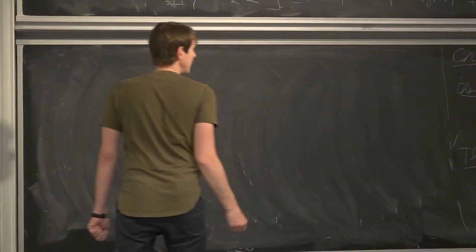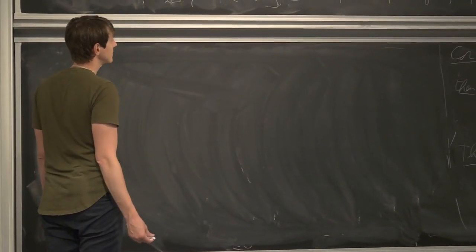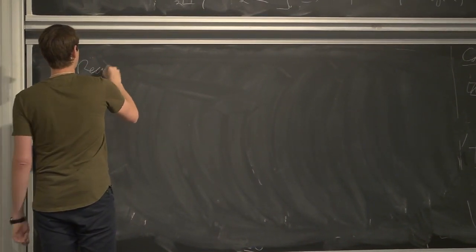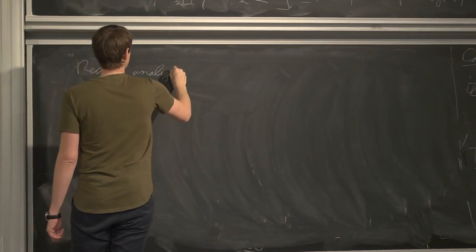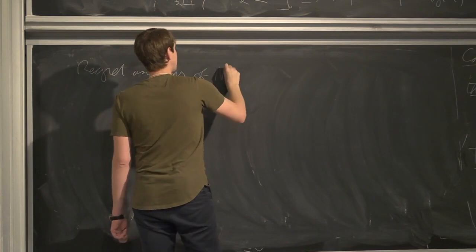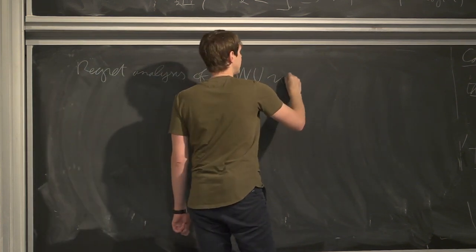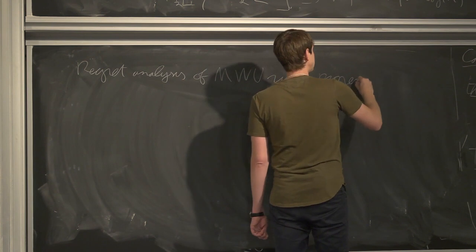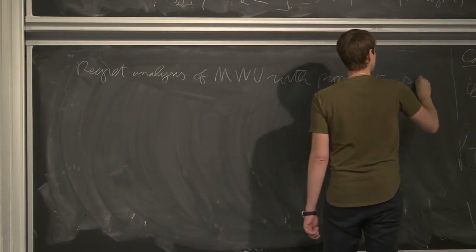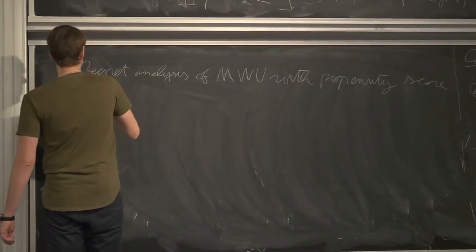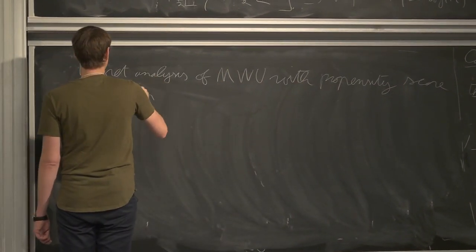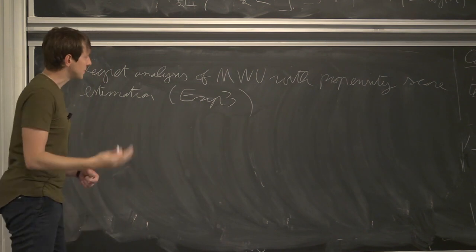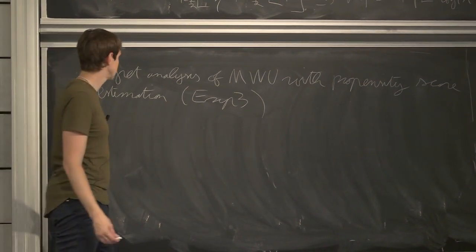Okay, so let's do the calculation. So what is the calculation? The question is the regret analysis of multiplicative weights update with propensity score estimation, let's call it like that. This algorithm has a name in the literature. It is called EXP3, for exploration, exploitation, with exponentials, I guess.